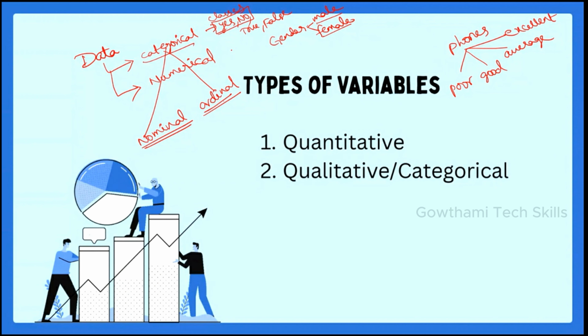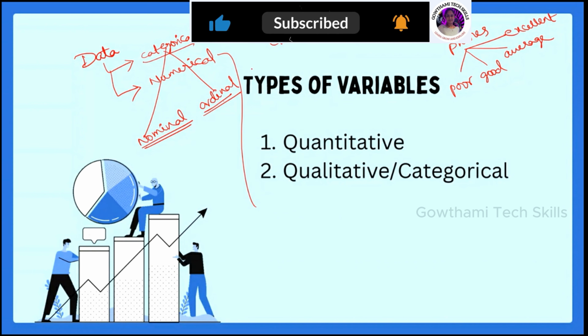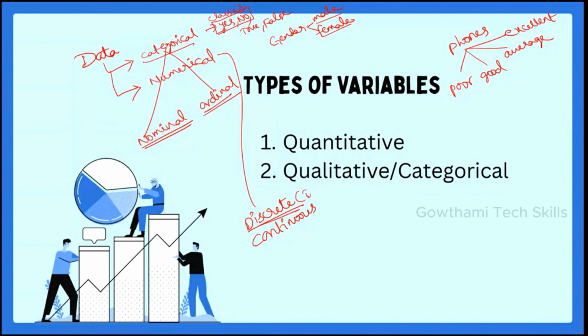And numerical data is data represented in the form of numbers. The best example, as I already said, is weather forecasting: the temperature, the rainfall and the humidity. That kind of data I call numerical data. This numerical data is also of two types: one is discrete and the second is continuous. Discrete means the data can only have certain values, only integer values.